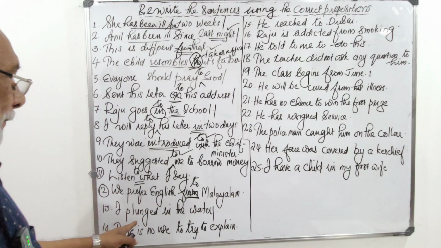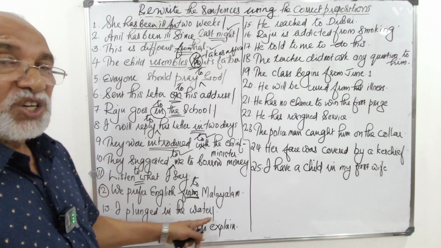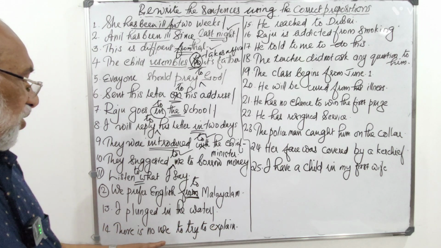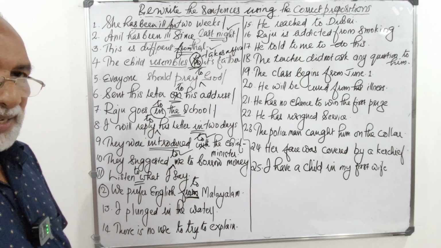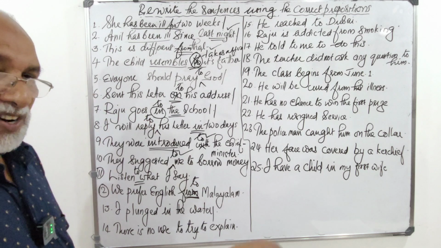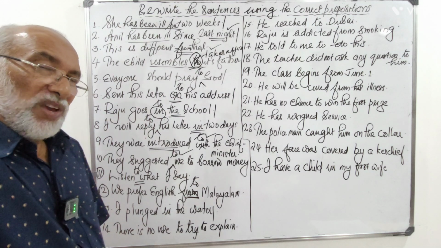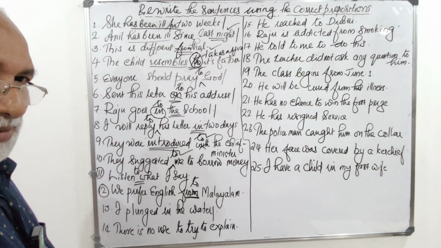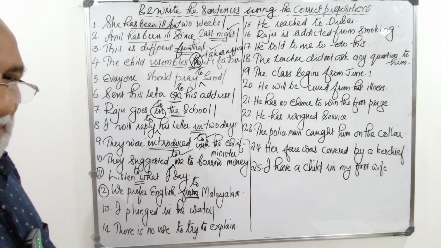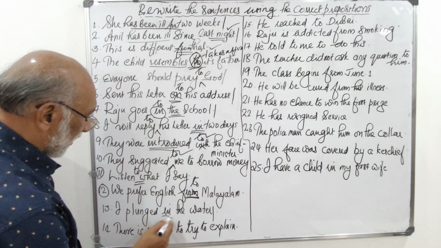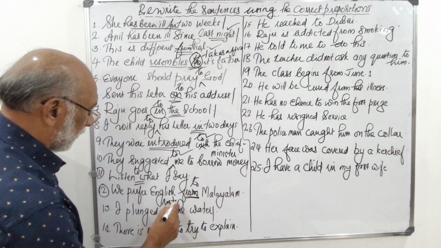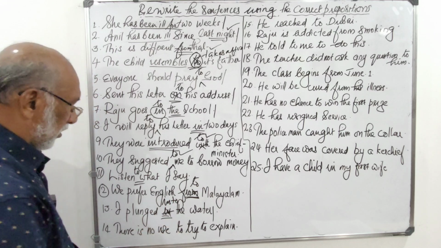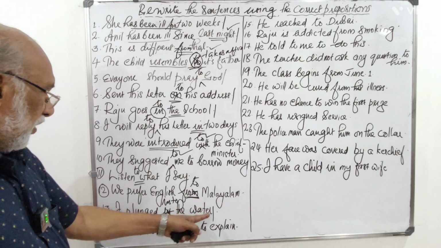13th one, I plunged in the water. "I plunged in the water" is not correct. It should be "I plunged into the water" because I went deep into the water. Okay, so the idea is clear only when you use "into". Okay, this is wrong. I plunged into the water.